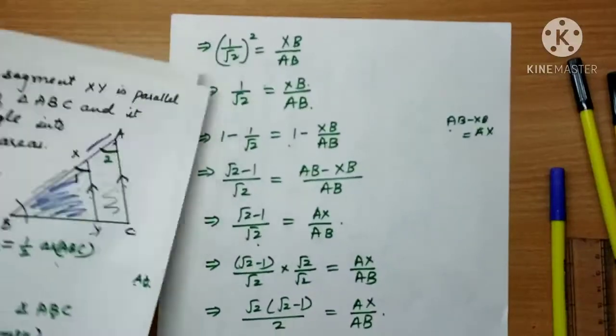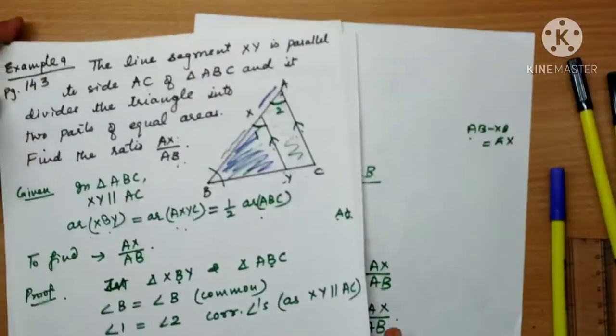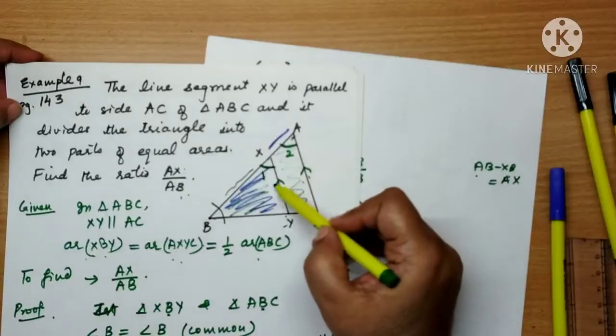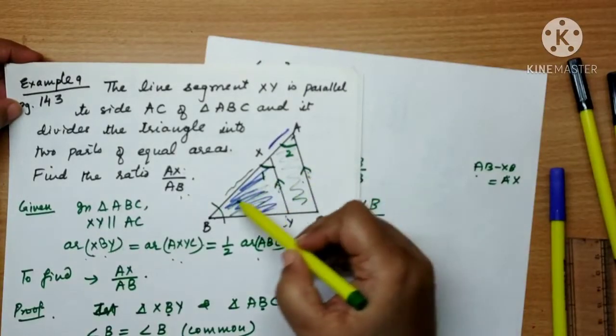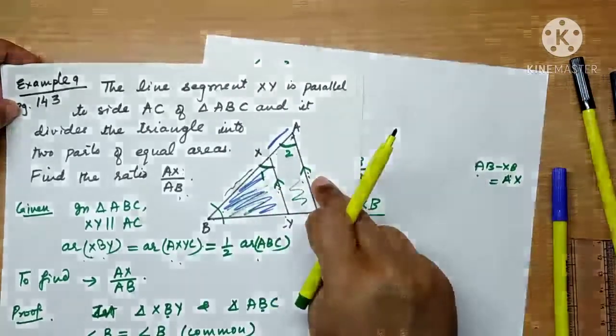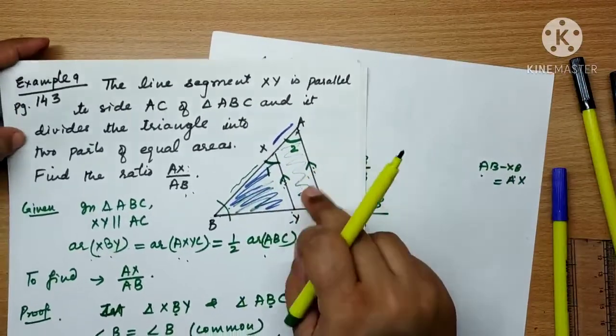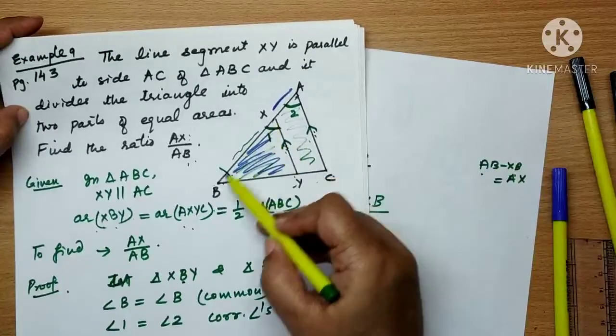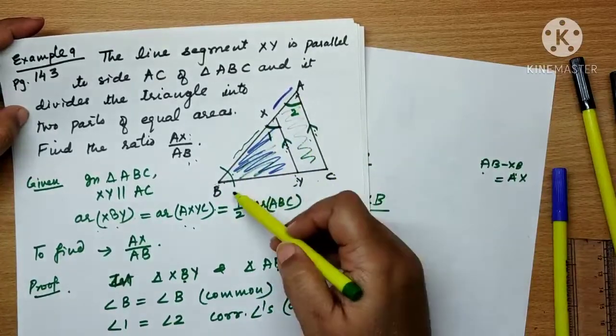So this was your example. Let us discuss it once again. It says line segment, this is parallel and it divides this given triangle in two equal parts. Since this is parallel given and it divides in two equal parts. Two equal parts means this area of XBY is half the area of the bigger triangle.